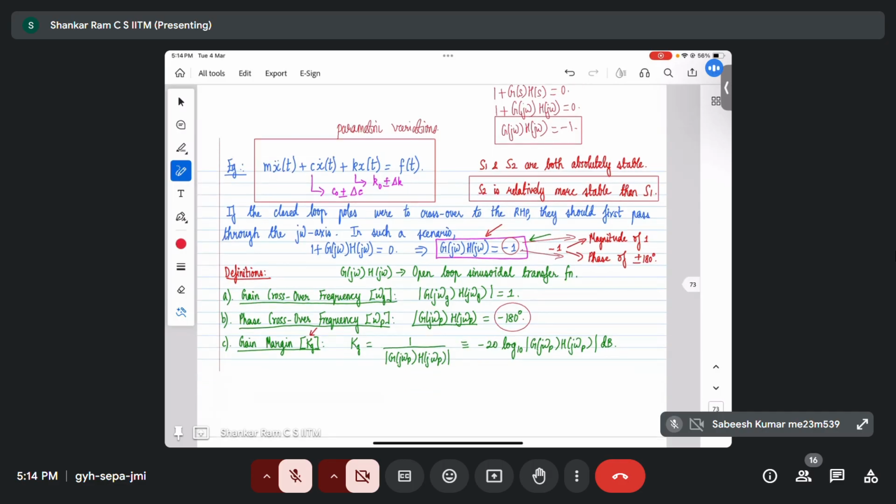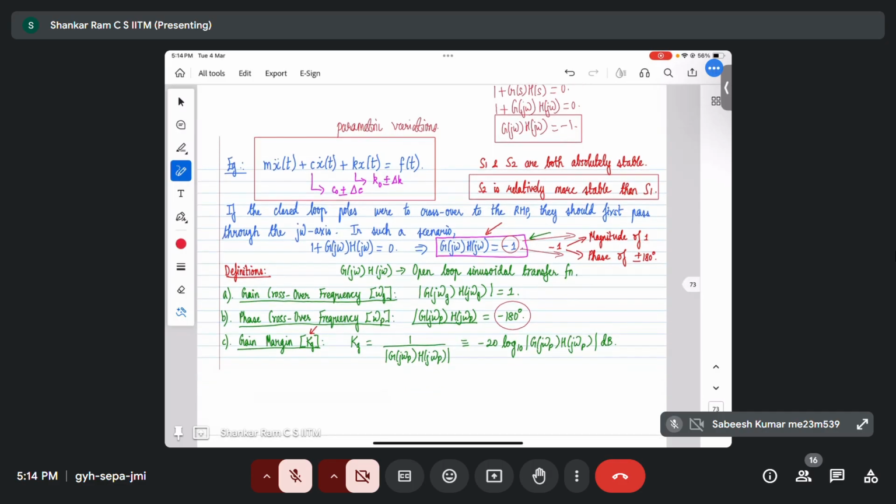So that's why we are taking -180 here. So the -1 point has a magnitude of +1 and the phase of plus or minus 180 degrees. The way to interpret this equation is that given any system which is initially stable to begin with, the question is how close is the open loop sinusoidal transfer function to the -1 point. Then that essentially captures the relative stability of the system.